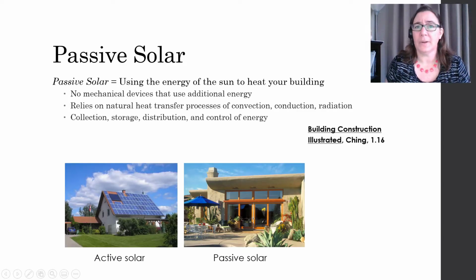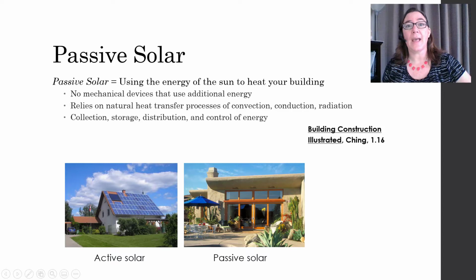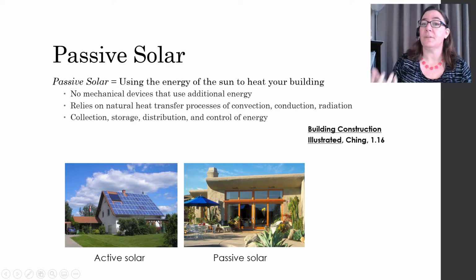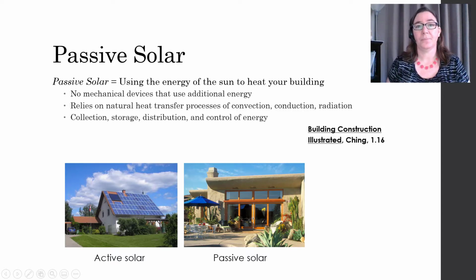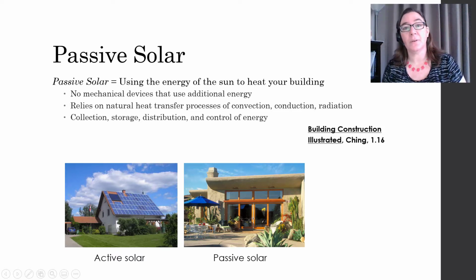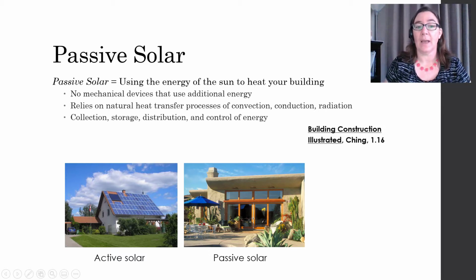What's passive solar? What does this word mean? Well, it turns out it's the idea of using the energy of the sun to heat your building. There's a difference between active solar and passive solar. Active solar is going to involve mechanical devices like the solar panels shown here. Passive solar has no mechanical devices. It's going to instead rely on natural heat transfer processes. This includes convection, conduction, and radiation.